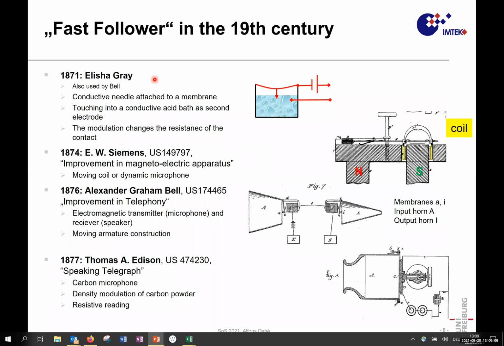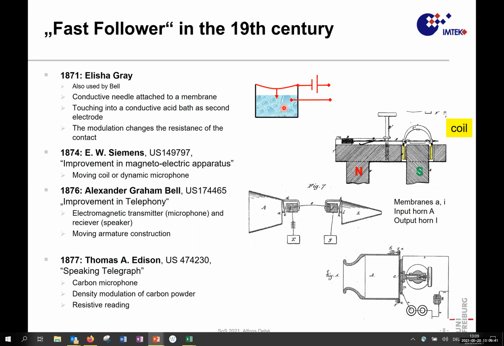So Elisha Gray invented a contact or fluidic microphone, a diaphragm with a needle below, and the needle is dipping into a conductive fluid, and depending on the distance or the contact area of the pin in this fluid, it could modulate the current, simply a current modulator. And of course, it's not very practical because liquids move and you cannot make much sense out of this.